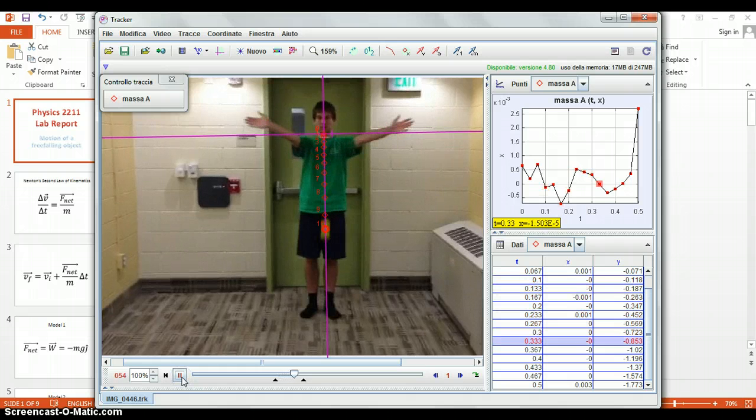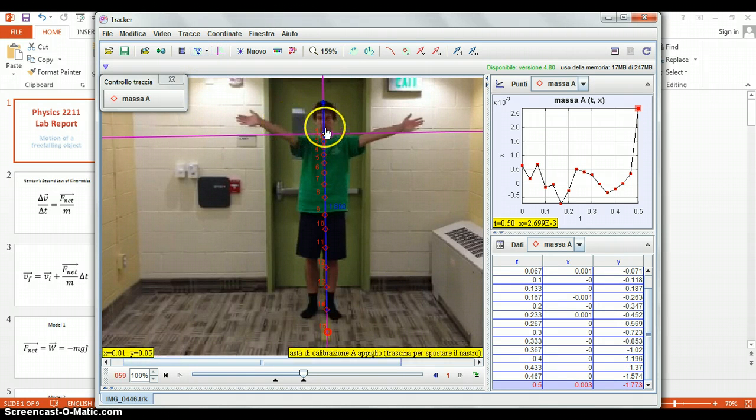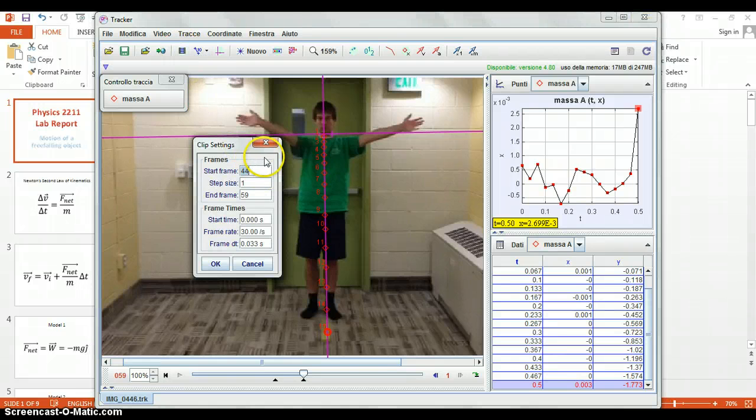I analyzed the motion of a foam ball falling from my hand, and I obtained the following Y data, which were accurate enough because I calibrated them with the use of this calibration stick, which was calibrated according to my height, which is 6'1". And then I obtained this following frame data in order to obtain the time data.